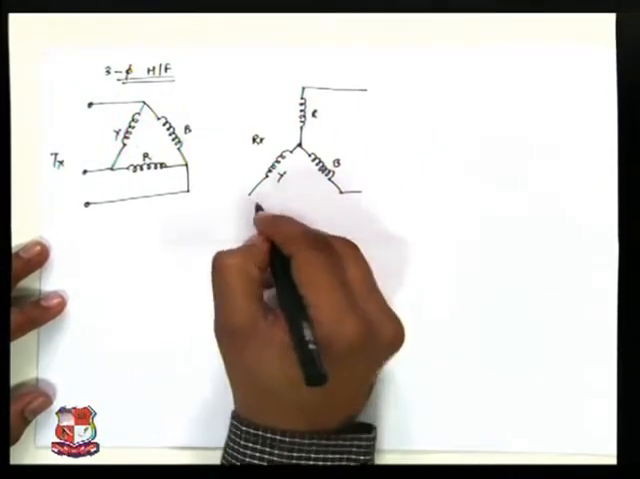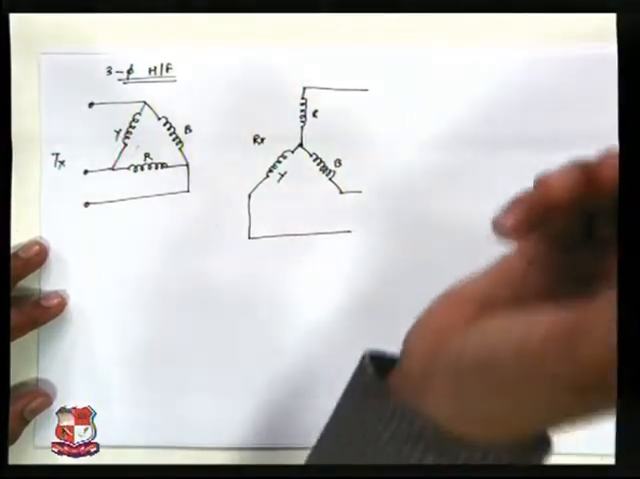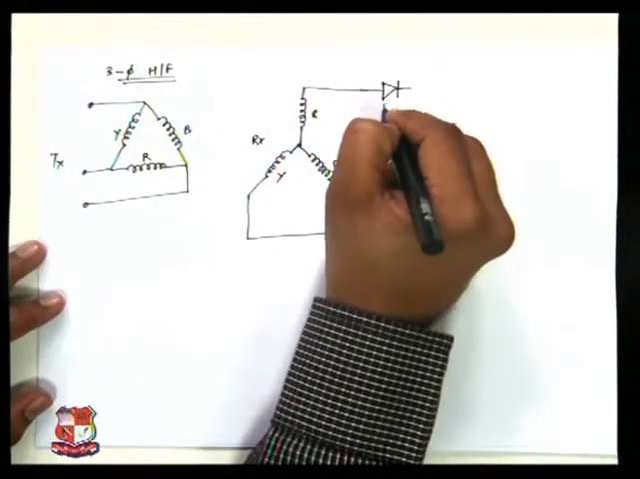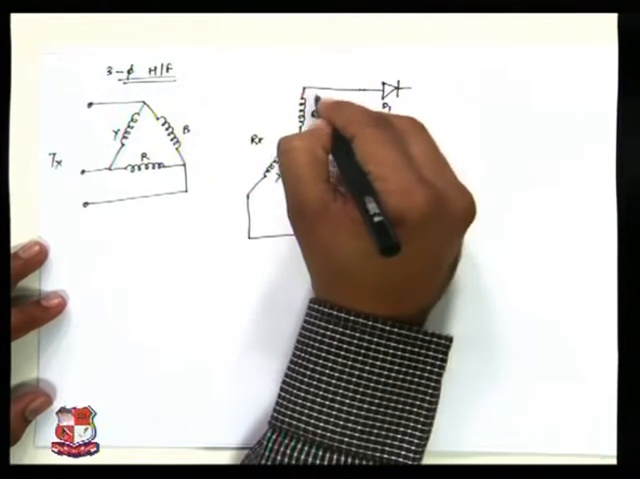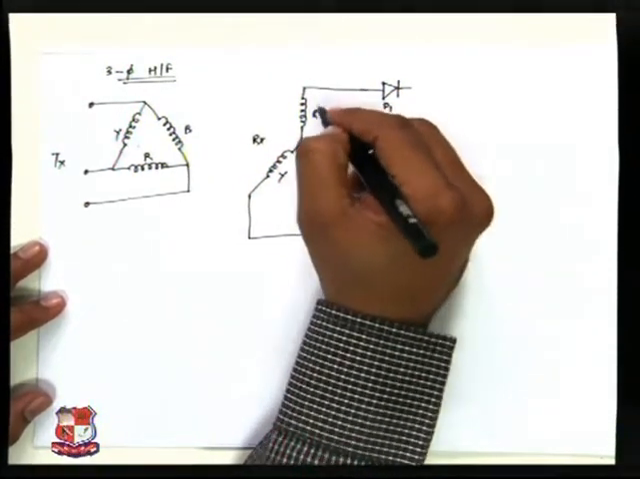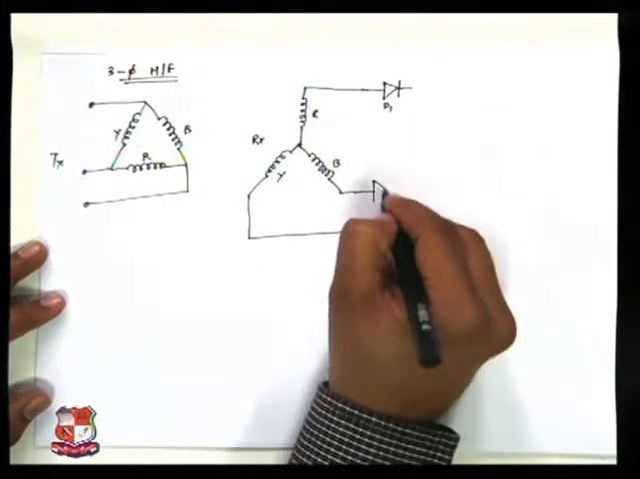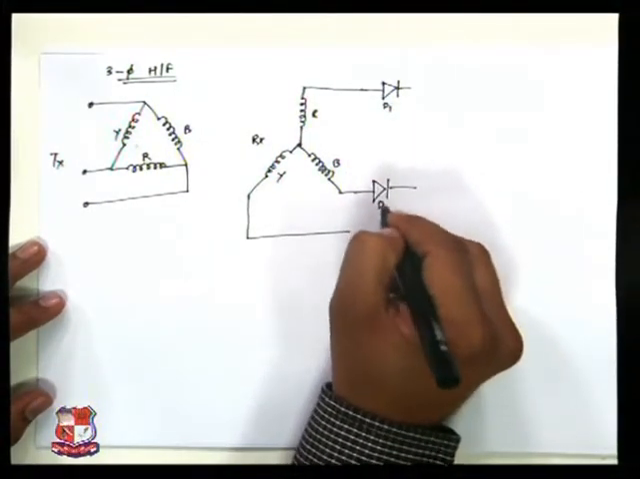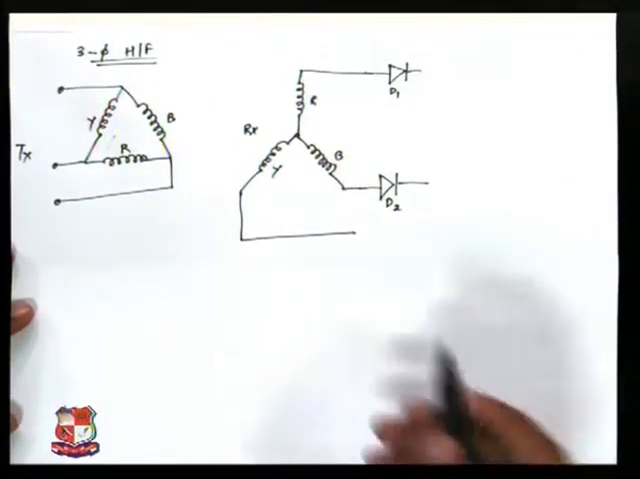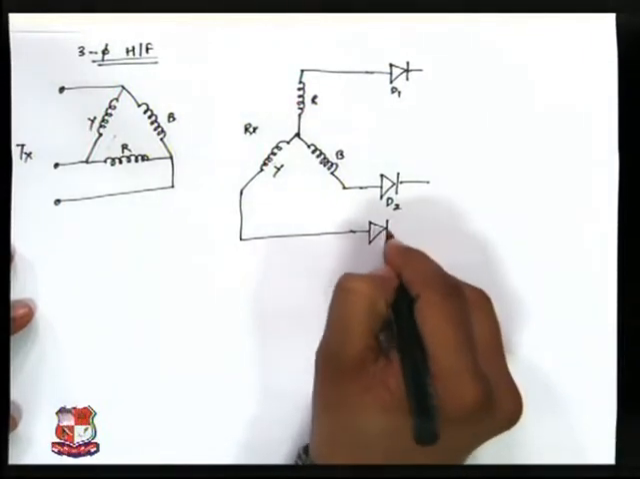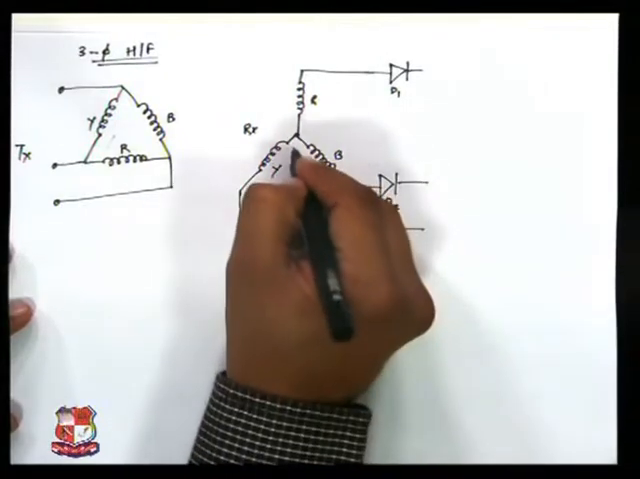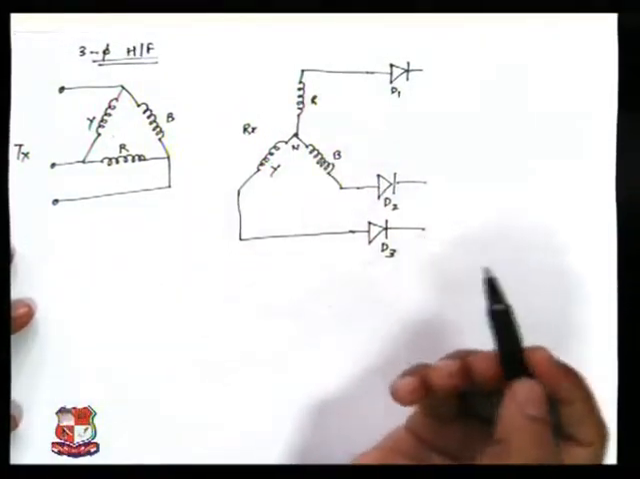To make the three phase half wave rectifier, you have to connect the anode of each and every diode with the respective phase. Like the anode of diode D1 is connected with phase R, the anode of diode D2 is connected with B, and the anode of diode D3 is connected with phase Y, and the fourth terminal, that is neutral.